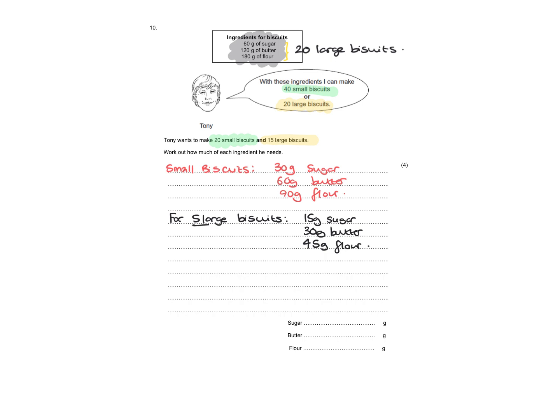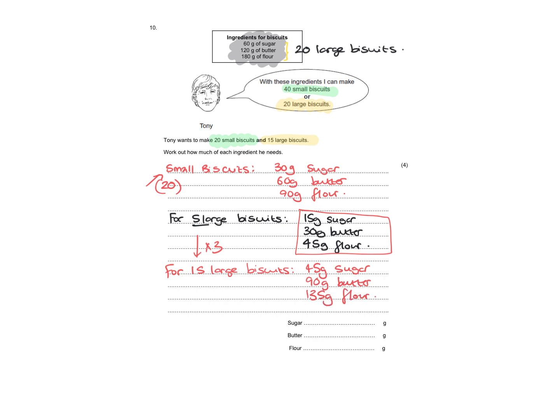So we want to know what's going to happen for 15 large biscuits. So remember over here, this was the small biscuits and we wanted 20 of them. So for 15 large biscuits, we now need to take what we've got here and multiply each ingredient by 3. So that gives me 45 grams of sugar, 90 grams of butter, and 3 multiplied by 45 is 135 grams of flour.